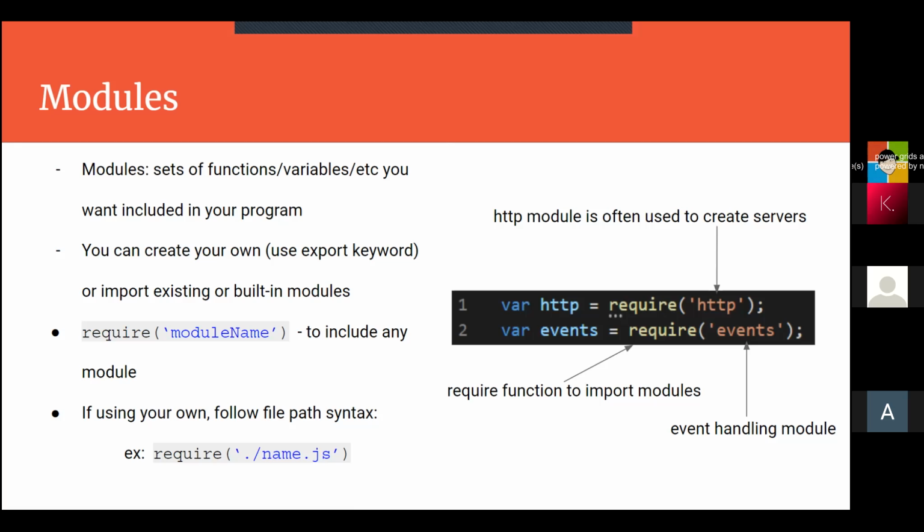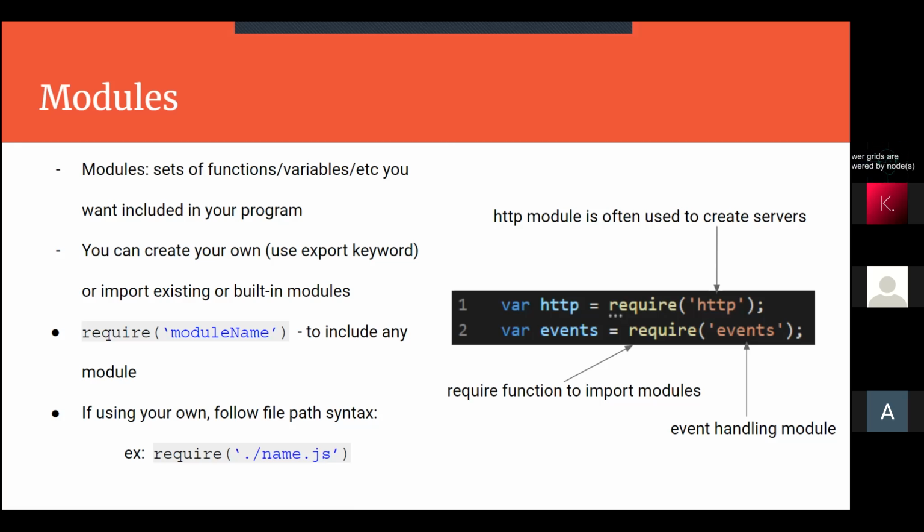If you want to add a pre-existing module, as in one that's built in, you can just put the name, but if you want to use your own, make sure you have the file path mentioned inside of the require function. So basically something like the example below, or something similar, to just indicate where the file is located in the directory. So if you look on the right, we have two examples of modules being imported into the file or the program.